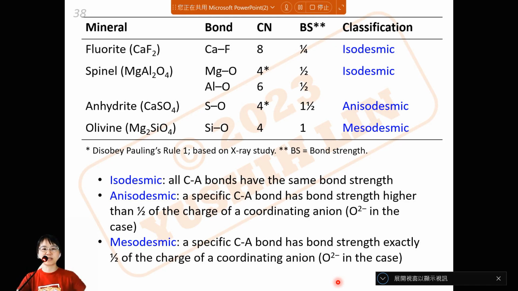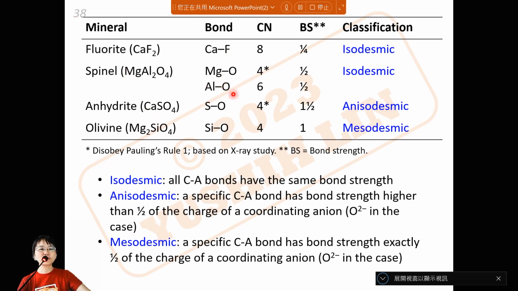Now comes to the key point about our assignment. What are the differences between isodesmic, anisodesmic, and mesodesmic? Fluoride has only one type of bond. This is the coordination number, and this is the bond strength. We say this one is isodesmic. All cation anion bonds have the same bond strength, because in this system there's only one type of bond. Therefore, it's for sure that it's isodesmic.